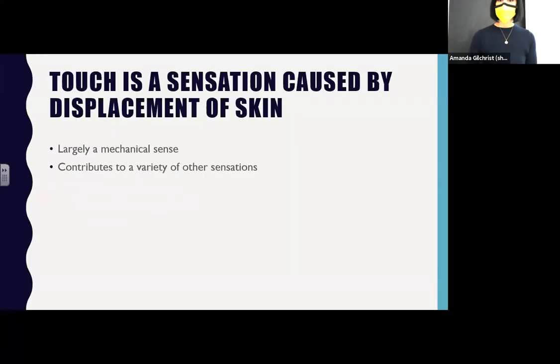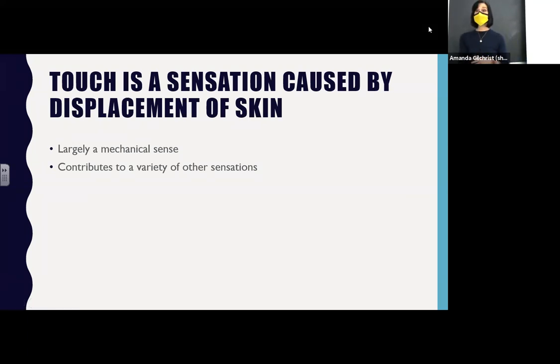All right, so as we've talked about before, sensations are always going to be based on physical stimulus energy, and perception is how our mind interprets that sensation. So touch is ultimately a sensation that is caused by the displacement of your skin.